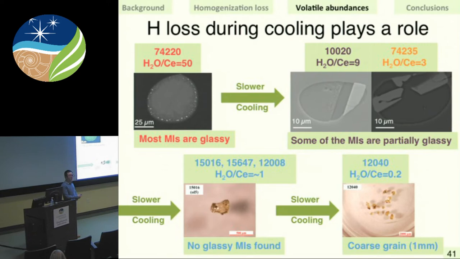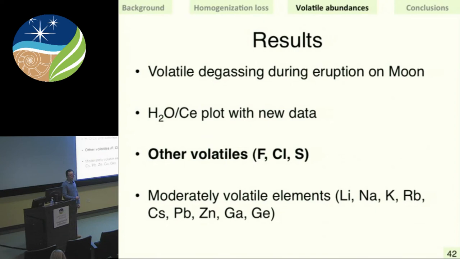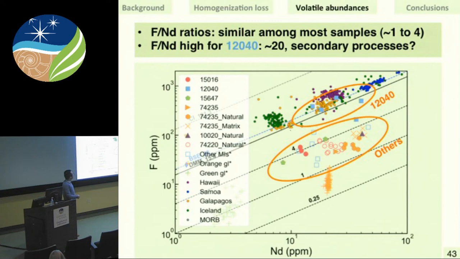And the sample 12040 with the lowest water serum ratio also happens to be the one that cooled down at the slowest rate among all the samples we studied so far. It has an average grain size of 1 millimeter, and people have interpreted it to be cooling at a very slow rate. So this means that the variation in water serum ratios across different lunar samples might be partially due to water loss under different timescales during cooling on the lunar surface.